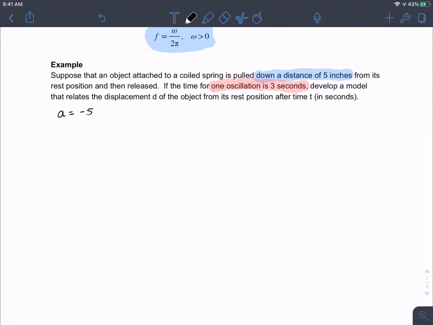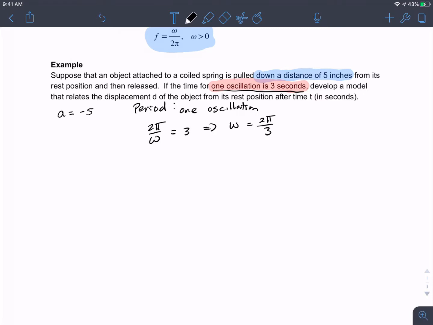The one oscillation is the period. So that's important to know too, that the period is the time it takes to do one oscillation. And so in these problems, you're going to see period is the time it takes for one oscillation. And so we know that 2 pi over omega is 3. And so we can solve that and see that our omega is going to be 2 pi over 3.